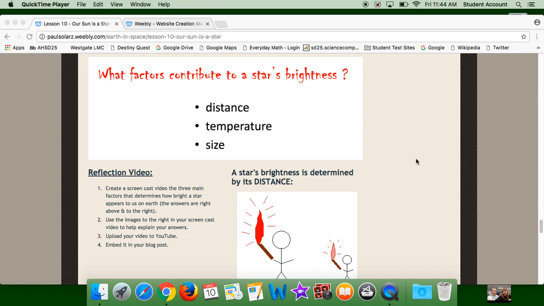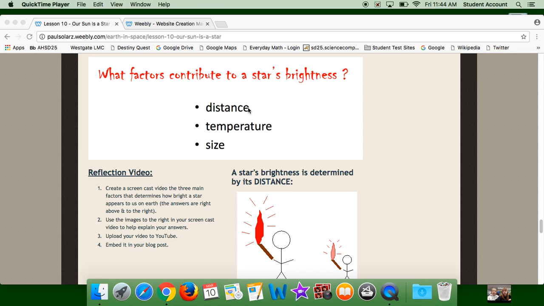Hi, I'm Jack, and I'll be showing you the different factors that determine how bright a star is. Now, the answers are right up here where my cursor is. So distance. That makes sense.